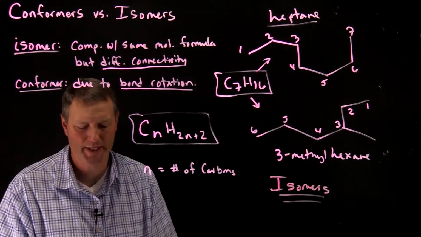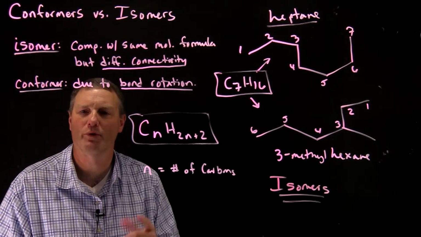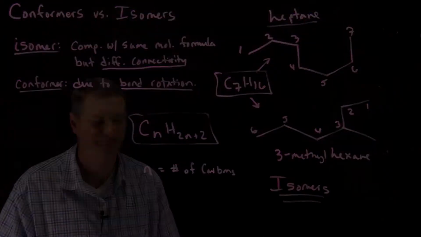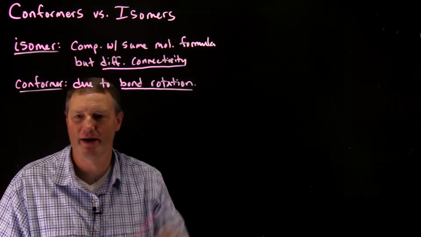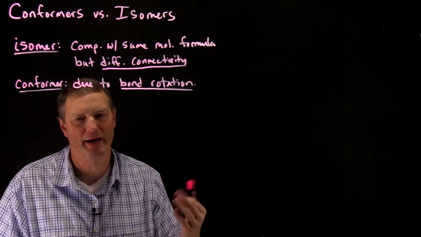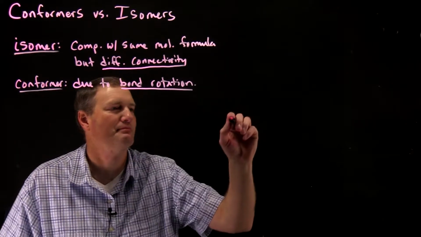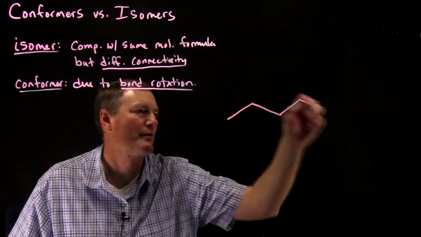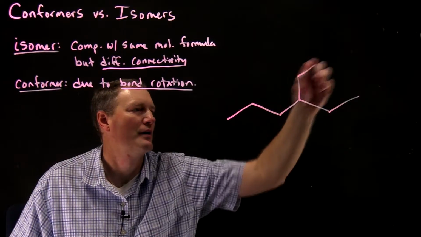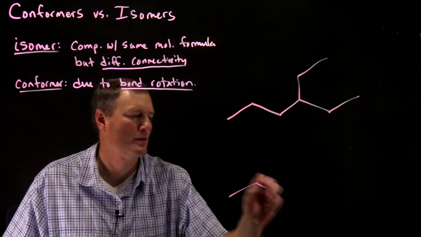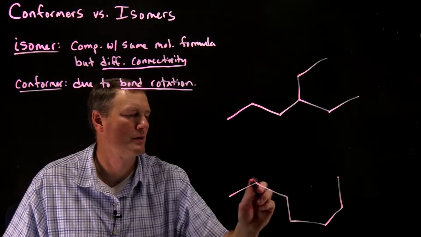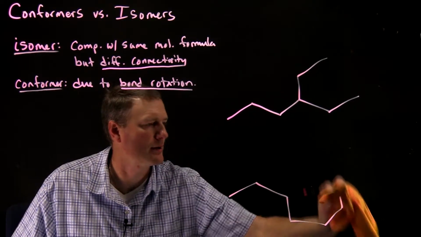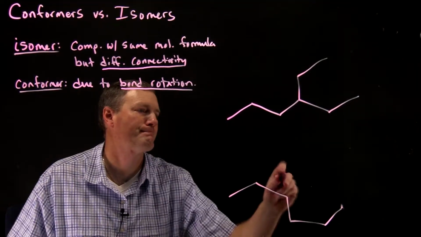In the next example, we'll take a look at one that may be a little tricky, but we'll see that it's actually conformers. All right, in this example, let's take a look at 2 other compounds and see if we can identify whether they're going to be isomers or conformers. Oh, I had one too many carbons. Very good. There we go.